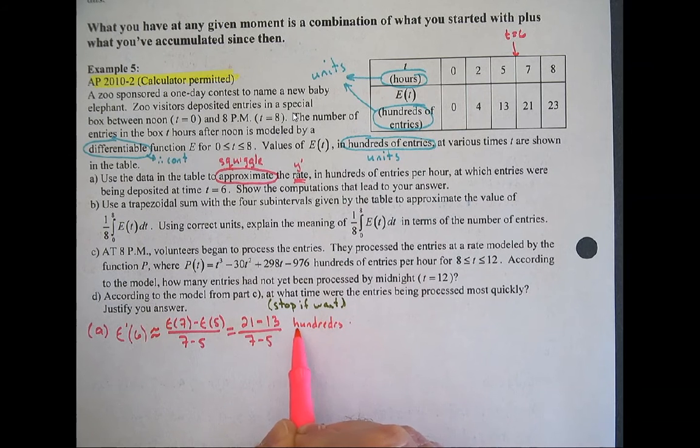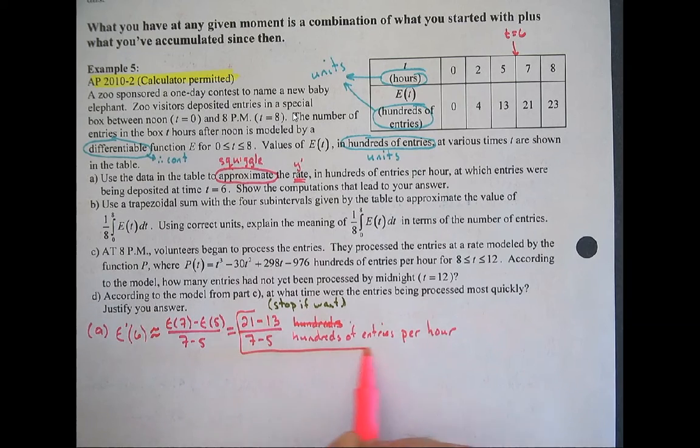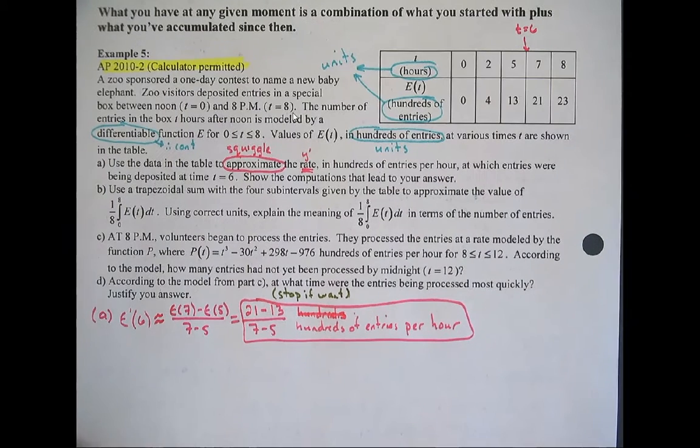Hundreds of entries per hour. If you want to go ahead and try to calculate that, it actually comes out, I think, to be 8, which is pretty nice. But yeah, you don't have to.